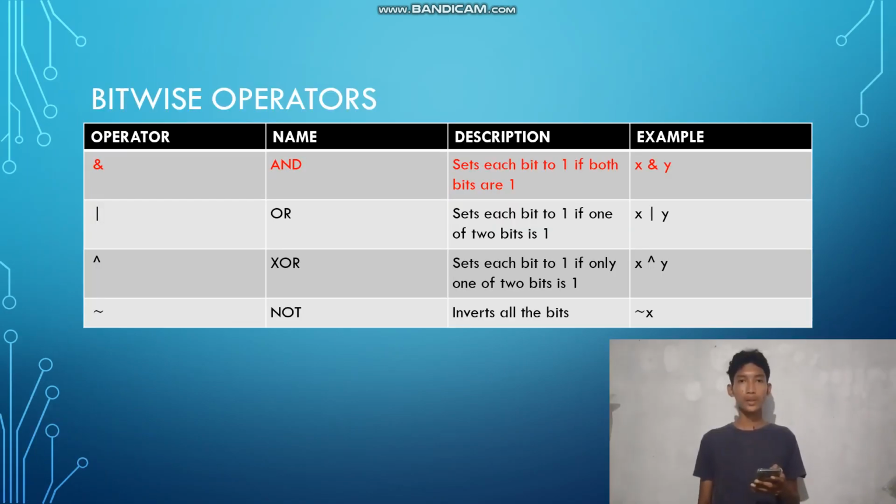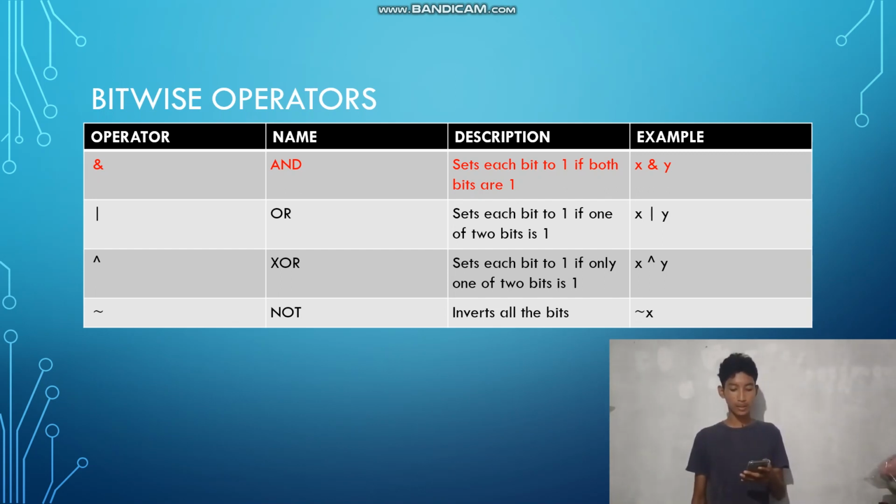Now, let's proceed to bitwise operators. Bitwise operators perform operations on individual bits of binary numbers. These operators are often used in low-level programming and optimization. For the first one, we have the AND operator that uses the ampersand sign.